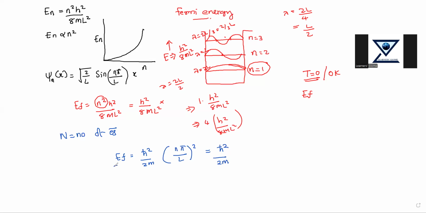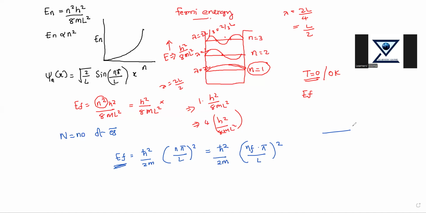Energy equivalent to the Fermi level is called Fermi energy. So we can write it as n_F, the Fermi level, into π by L whole square. Now let's consider this is the first state.